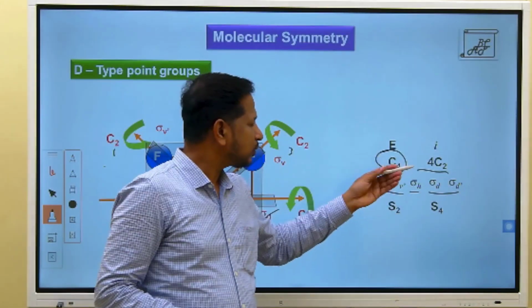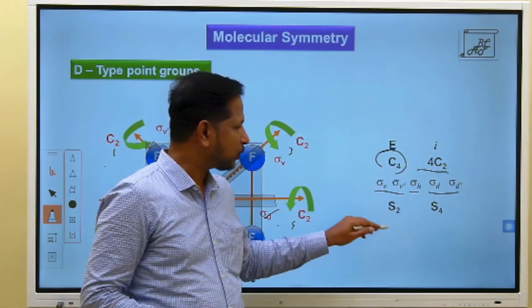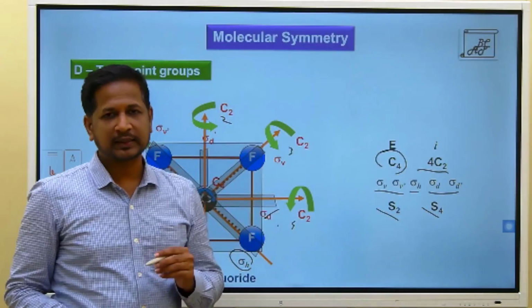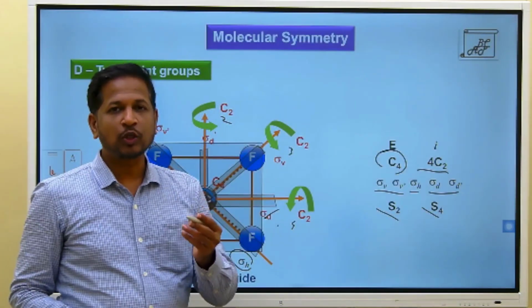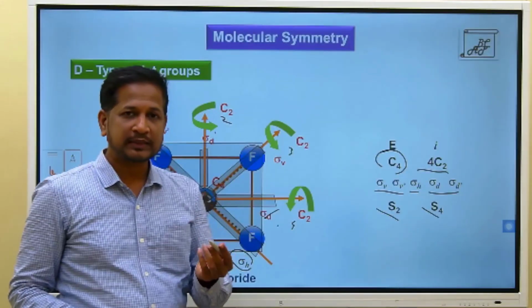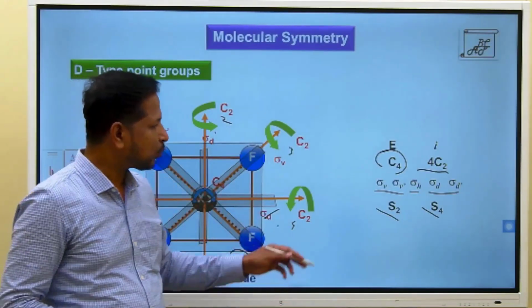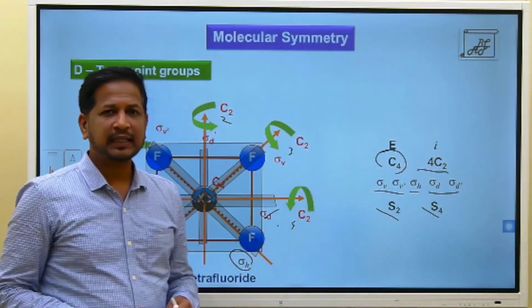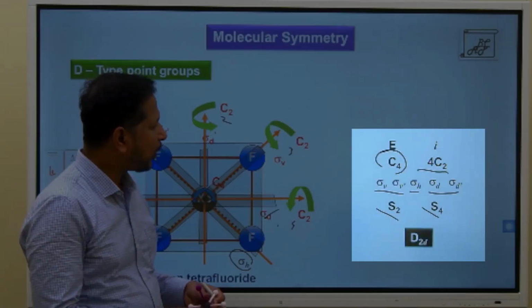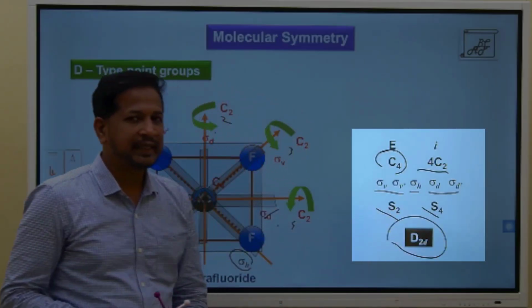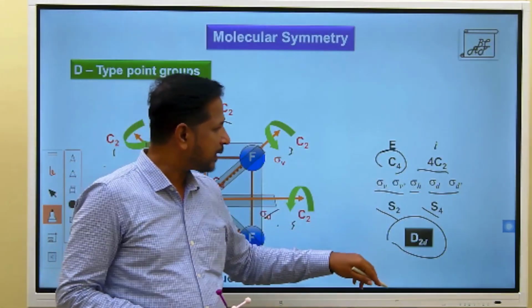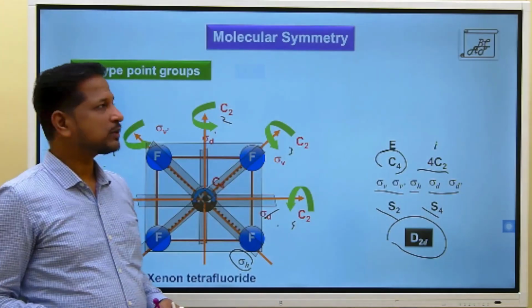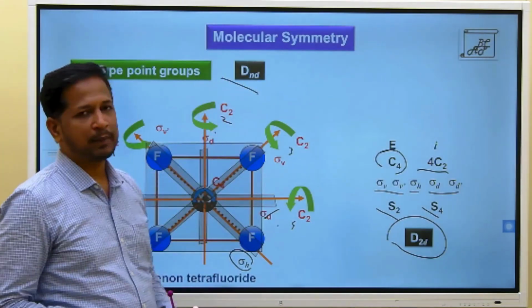In this molecule, the C4 axis is present, S2 is also present and S4 is also present, that is the improper rotational axis. If you have not watched my earlier video on improper rotation, please click on the above link and understand what an improper rotational axis is. So all these symmetry operations are present in xenon tetrafluoride. Therefore the point group of this molecule is D2d. As there are 2 dihedral planes, the point group is D2d, and these types of molecules are classified into Dnd and Dnh type of point groups.